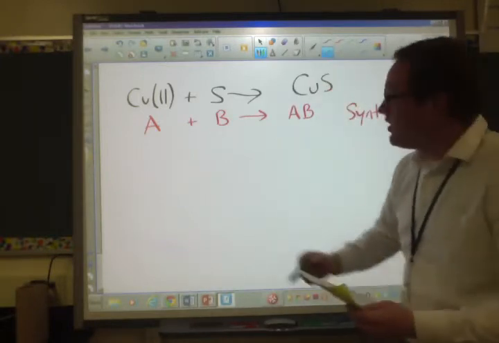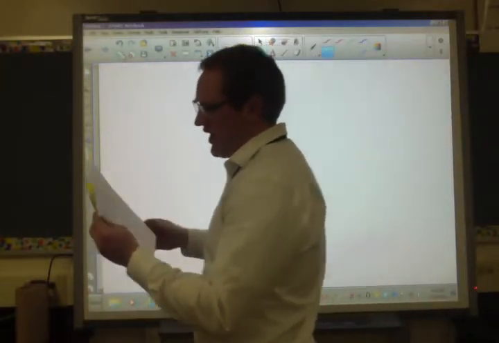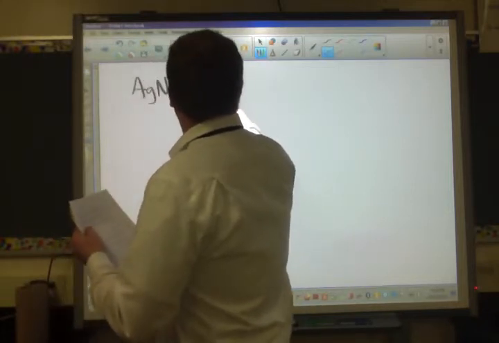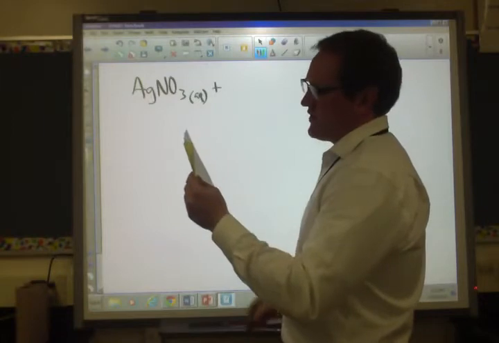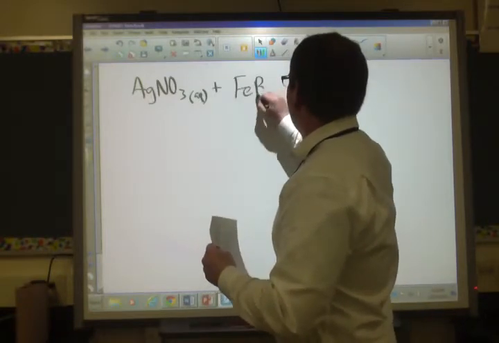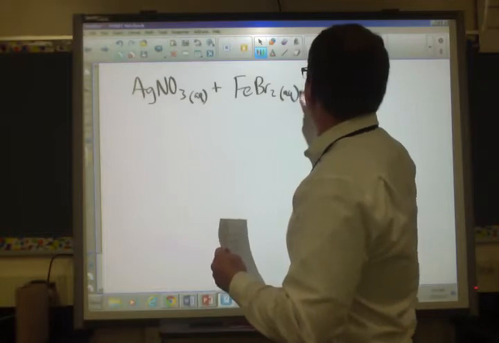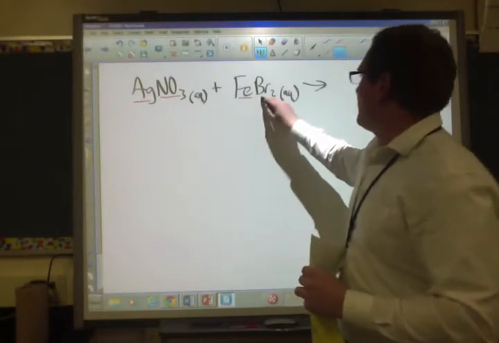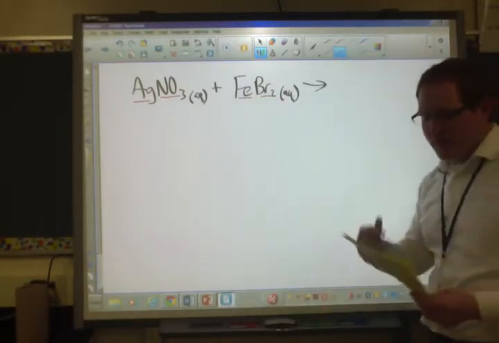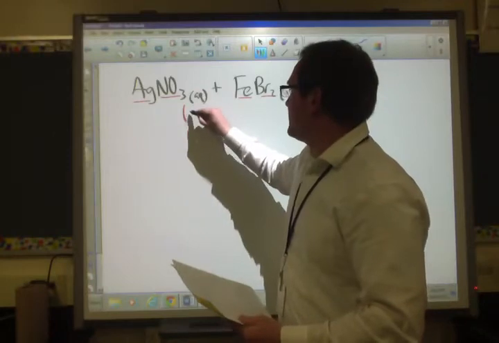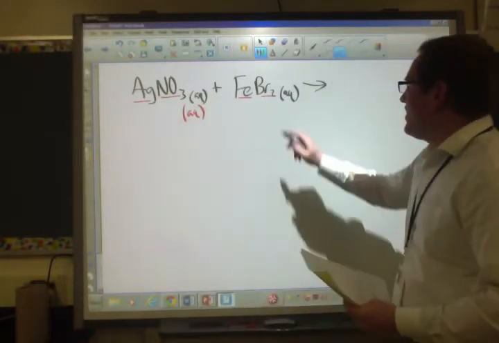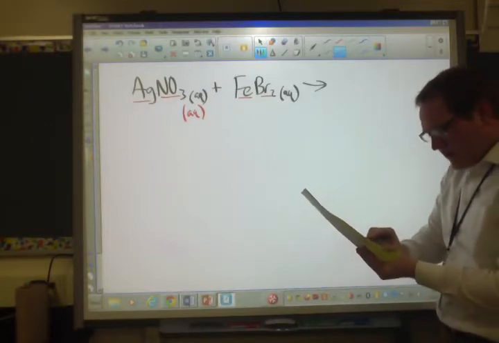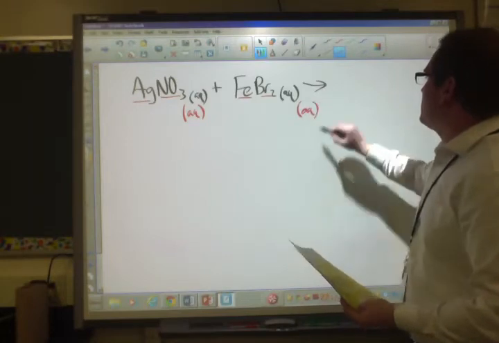Already balanced. Number 2, aqueous silver nitrate, AgNO3, aqueous, is added to aqueous iron 2 bromide, FeBr2, aqueous. So this is going to be double displacement because we have 1, 2, 3, 4 species. I need to look and see if the reaction is going to take place. So I already know this is aqueous because nitrate, and iron 2 bromide is aqueous. So we're good so far.